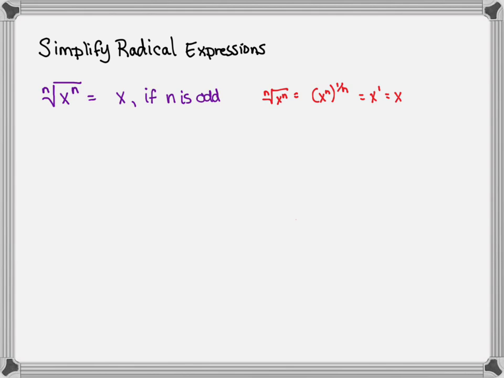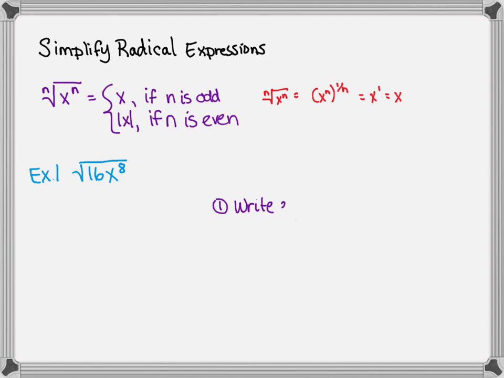But the nth root of x to the n equals the absolute value of x if n is even. So let's look at an example. Let's look at the square root of 16x to the 8th. First, let's write each factor as a perfect square. We're looking at perfect squares here because the index on our radical is 2. We don't see it here, but when we don't see an index, the index is 2.